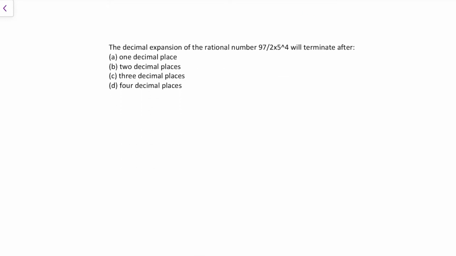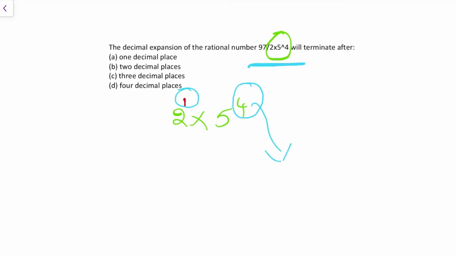Next, observe this one. The decimal expansion of the rational number 97 divided by 2 into 5 power 4 will terminate after how many places. In the previous case we did prime factorization of the denominator, whereas in this case it is already in prime factors: 2 times 5 power 4. Only one 2 is there, so 2 power 1. For 5 the power is 4, whereas for 2 the power is 1. So the highest power is 4, and this decimal expansion will terminate after 4 decimal places.